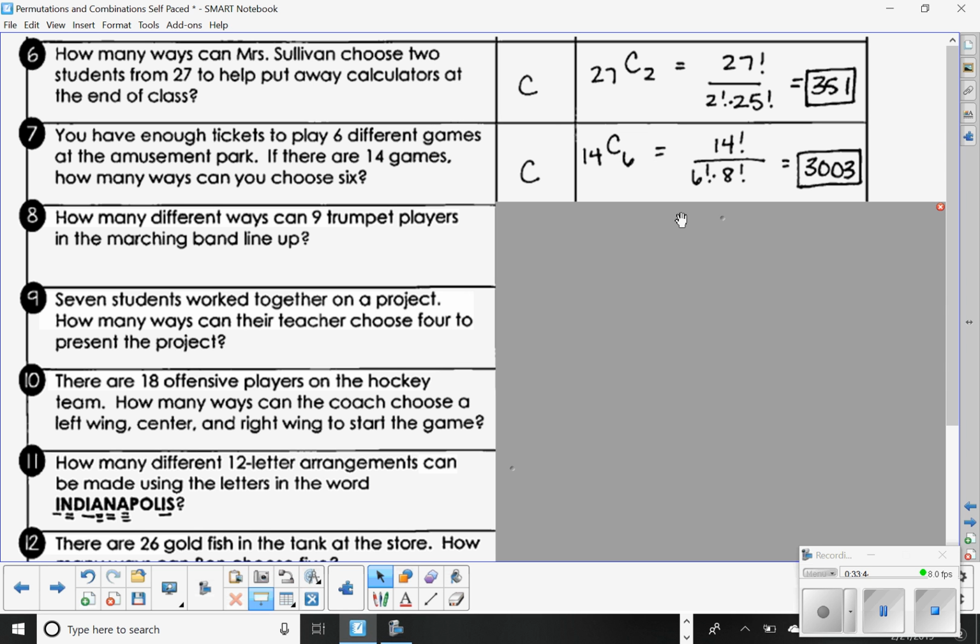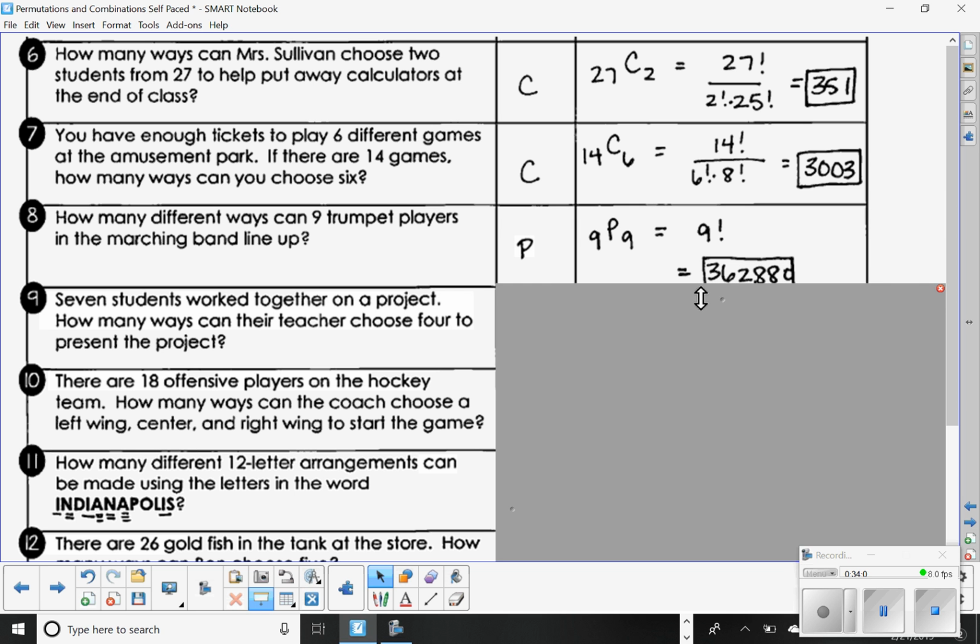You have enough tickets to play 6 different games at the amusement park. If there are 14 games, how many ways can you choose 6? Again, order doesn't matter. You're going to play all 6. How many different ways can 9 trumpet players in the marching band line up? That's order matters. And it's just a factorial because you have a total of 9.